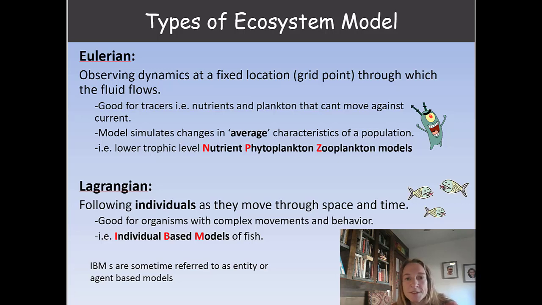A good example of this kind of model is what we refer to as a nutrient phytoplankton zooplankton, or NPZ, kind of model. We'll talk more about those later.